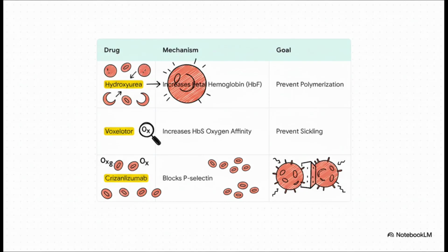Then there's voxelotor. It also stops the sticking, but in a different way. It makes hemoglobin hang on to oxygen tighter, keeping it in the non-sickly, relaxed state. And then you have crizanlizumab, which attacks the problem from another angle. It targets vaso-occlusion by blocking a protein that makes the cell sticky, preventing the logjam before it even starts.